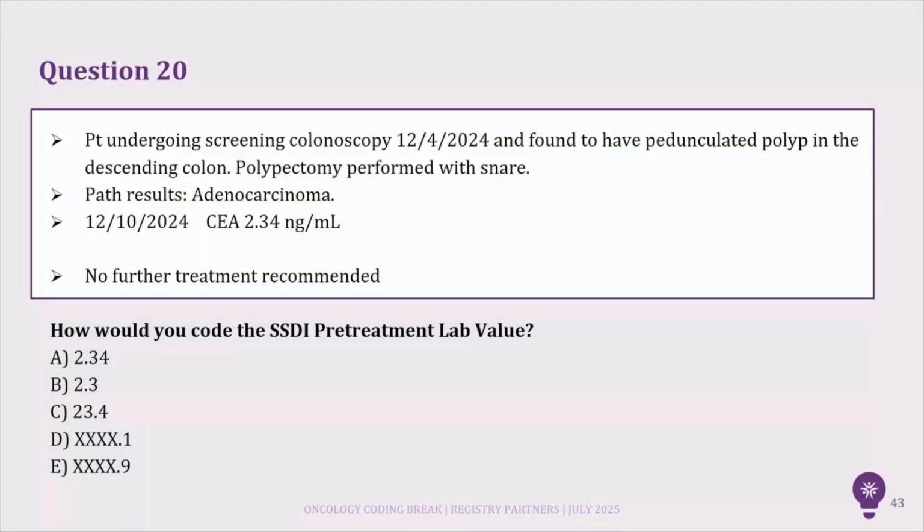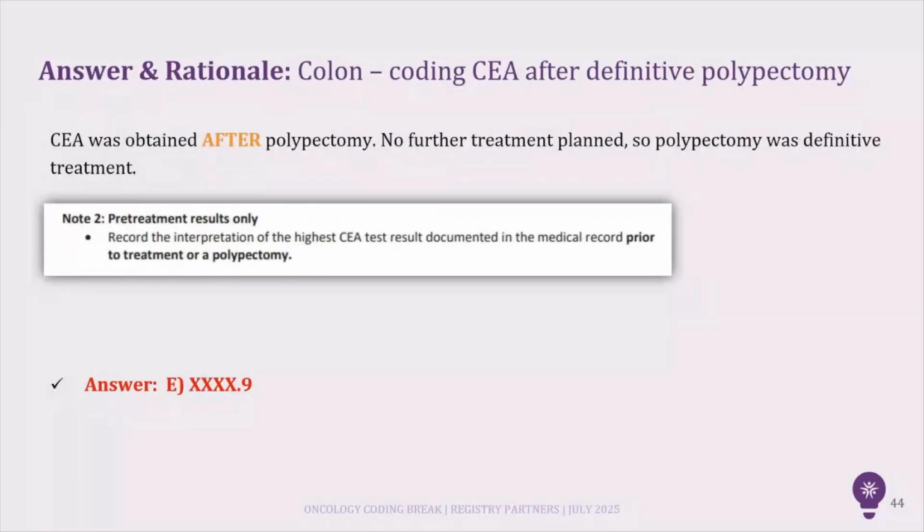Okay, so for this one, the CEA was obtained after the polypectomy, and because no further treatment was planned, the surgeon decided that that was definitive treatment, so we can't use that CEA. If the patient had gone on to have a more definitive surgery, we could use that, but we do have a note on the colon section, note 2, that says record pre-treatment results only, and it has to be prior to the polypectomy. So good job on that one.